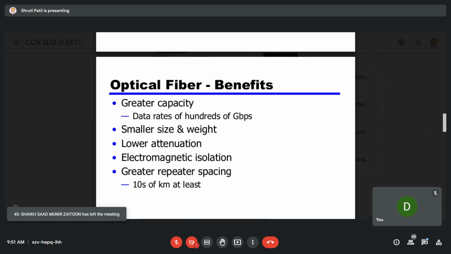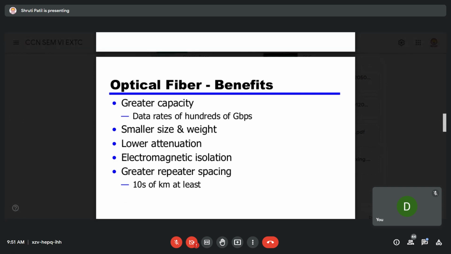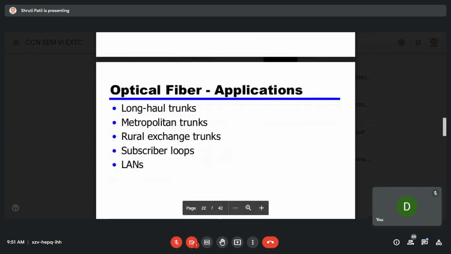It has smaller size and weight, lower attenuation. There is no electromagnetic interference, so there is electromagnetic isolation. Greater repeater spacing, that is, the signal can travel more distance, so the number of repeaters is reduced and the repeater distance is increased.